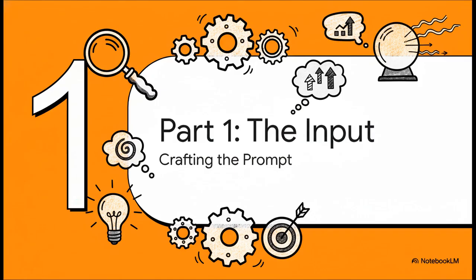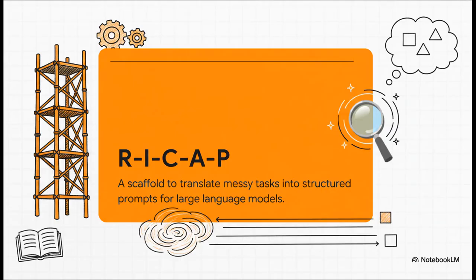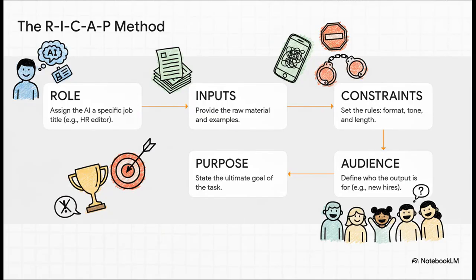This is all about giving the AI crystal clear instructions so it has the absolute best chance of succeeding. The core tool we're going to use for this is a framework called RICAP. I want you to think of it like a scaffold, a structure that helps you build a strong, professional prompt every single time. It's an acronym that makes sure you cover all your bases before you even think about hitting enter. And this is where the magic really happens.